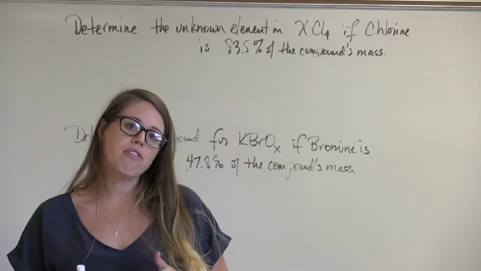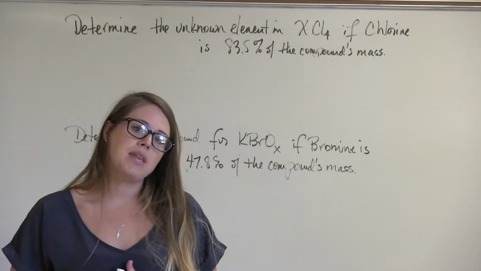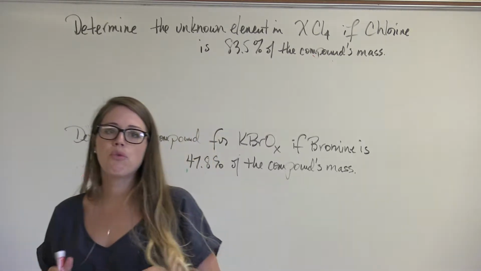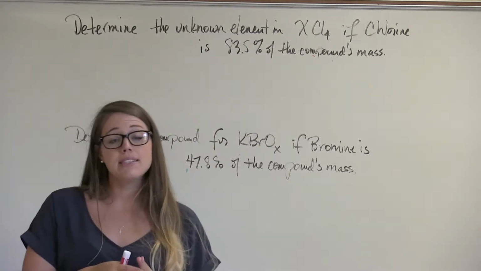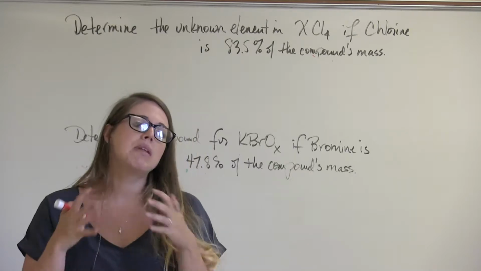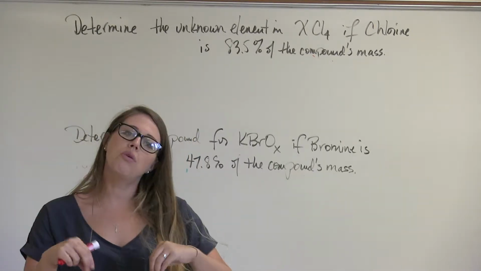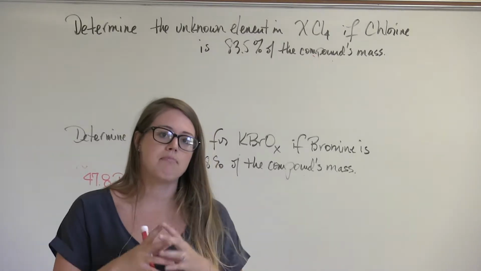Okay, this is Unit 5, Video 9, Part 2, Practice with Empirical Formula. Okay, so we know with empirical formula, we can use percent mass to determine how many of each element we might have in a compound. And remember, empirical formula is the lowest whole number ratio of atoms in a compound.